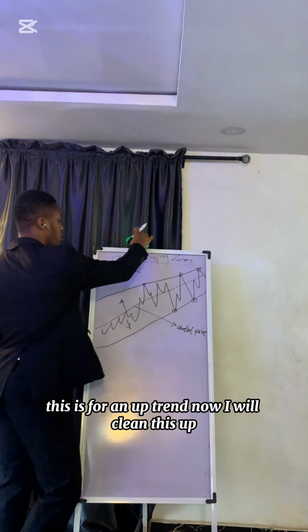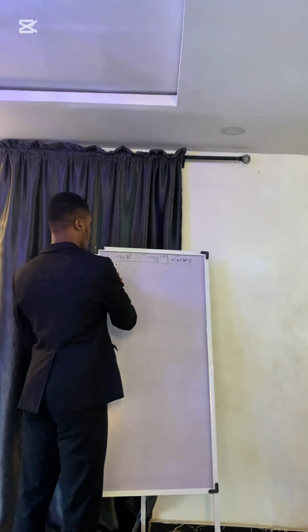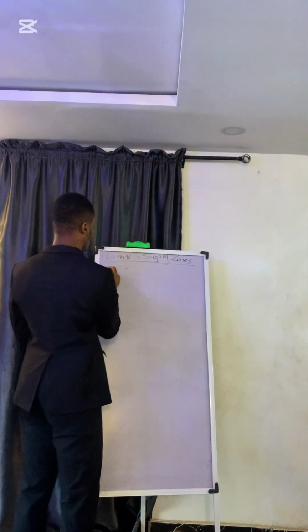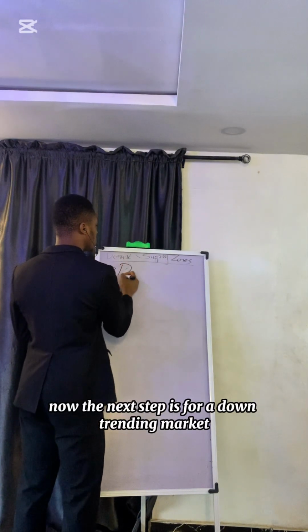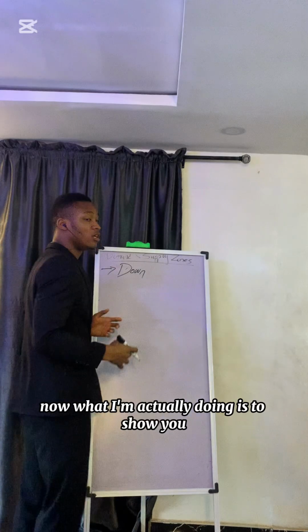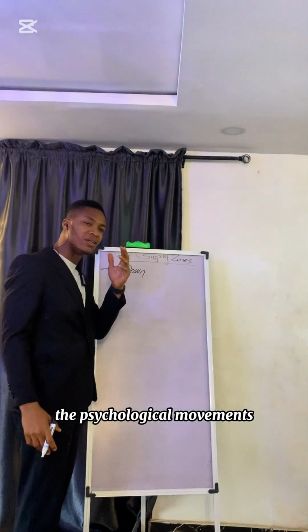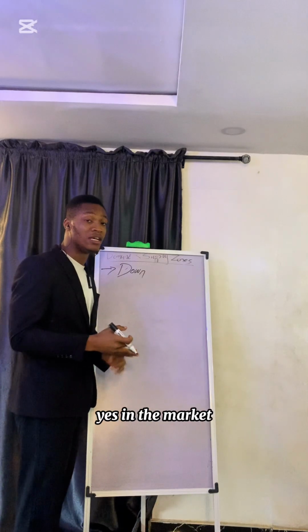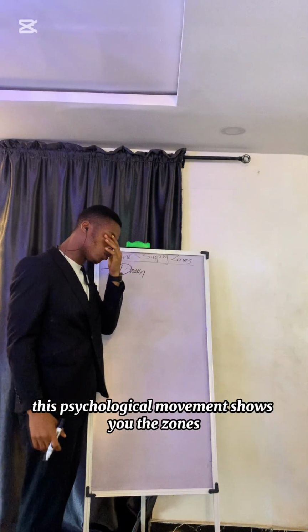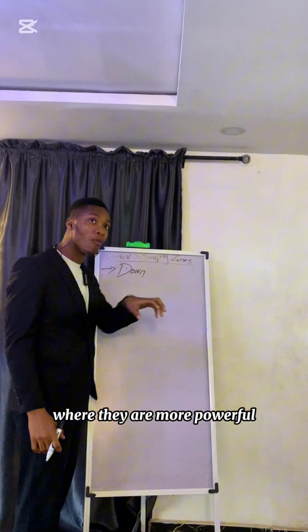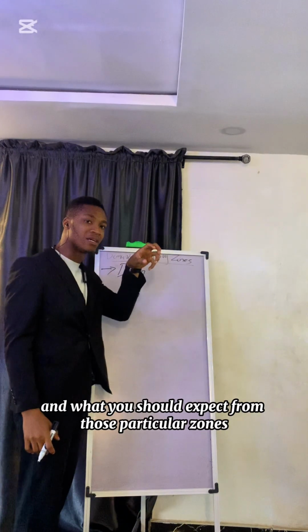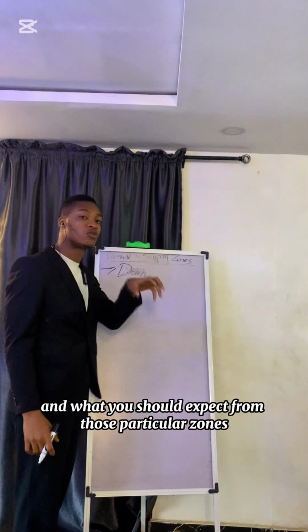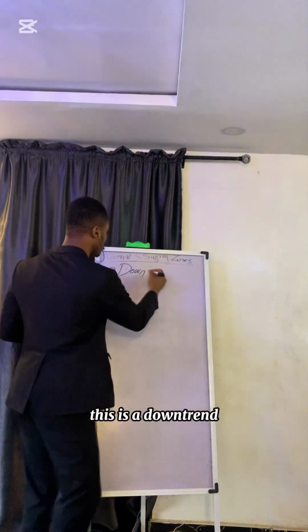Now, I will clean this up. Now, the next step is for a downtrending market. What I'm actually doing is showing you the psychological movements of demanders and suppliers in the market. This psychological movement shows you the zones where they are more powerful and what you should expect from those particular zones. This is a downtrend.